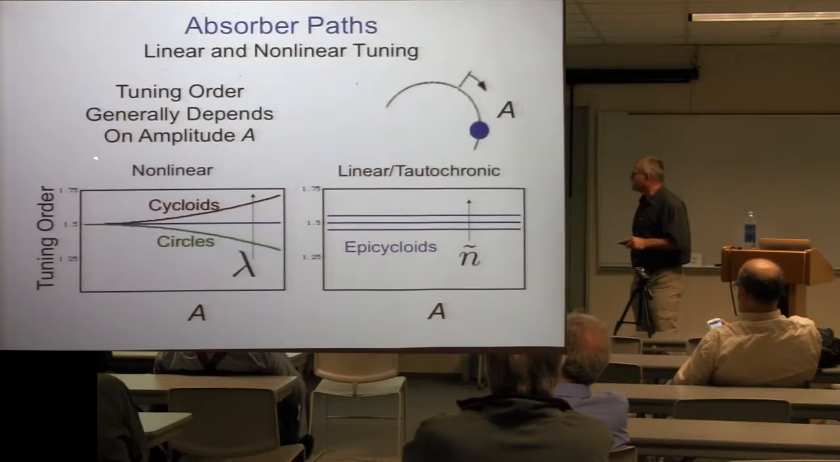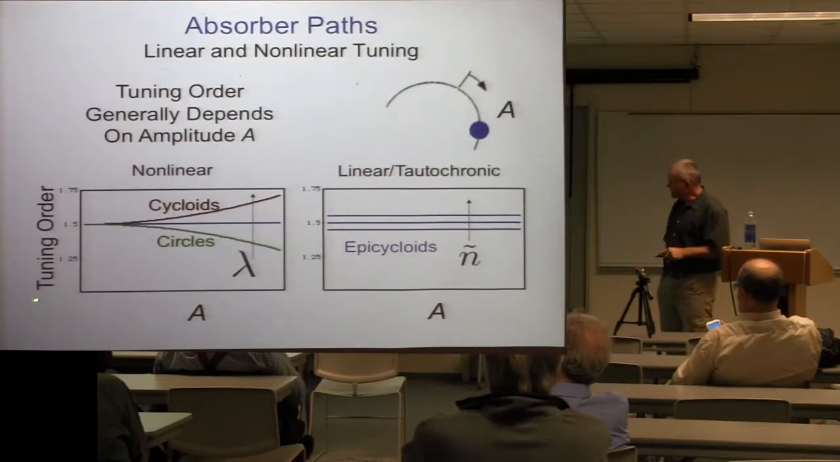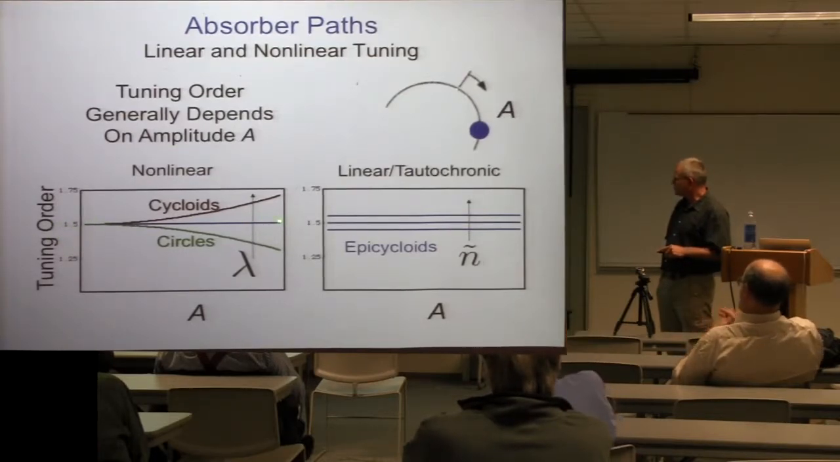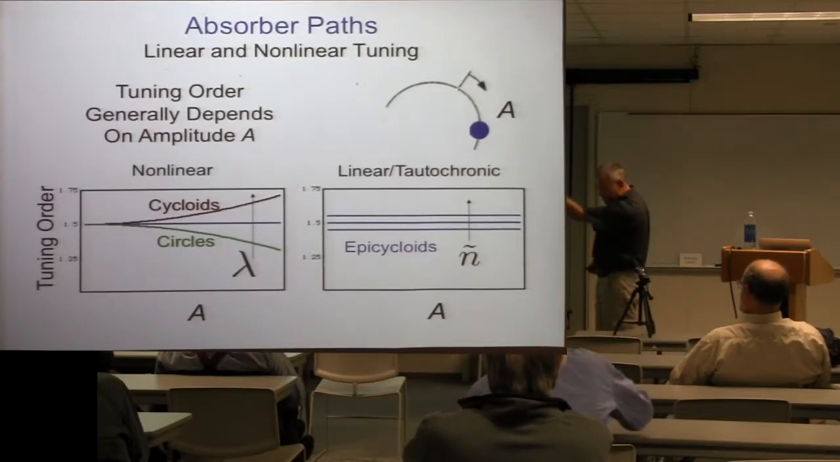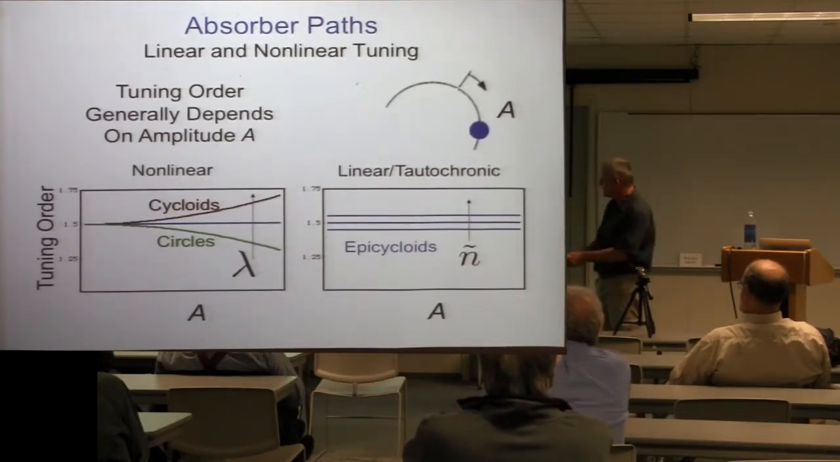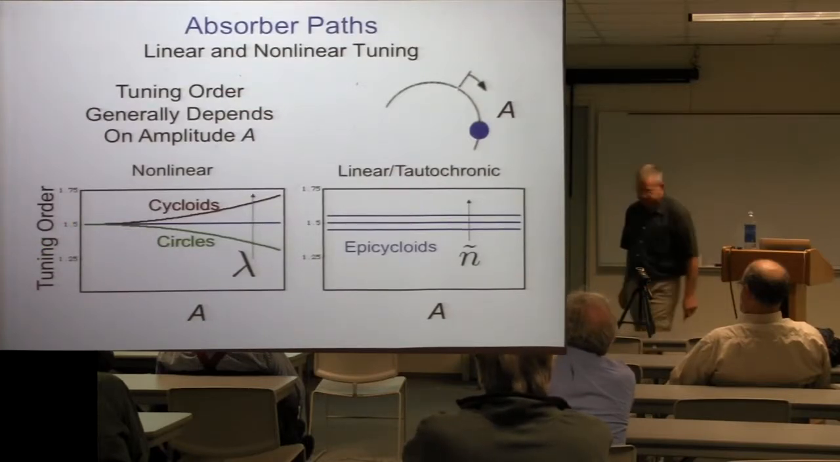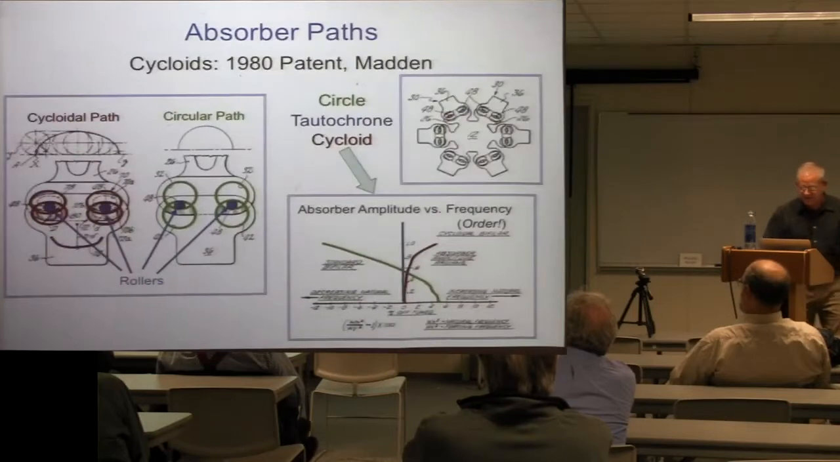So this tuning parameter is interesting. Basically, if I look at the tuning order as a function of amplitude, for things like this tautochronic epicycloid it's flat, the tuning order stays flat, and all I do is change n tilde up and down. As I change lambda, you can get things like circles, which are softening. In other words, the pendulum frequency decreases as a function of amplitude. That's why this goes down, the tuning order goes down. And for things like cycloids, it goes up.